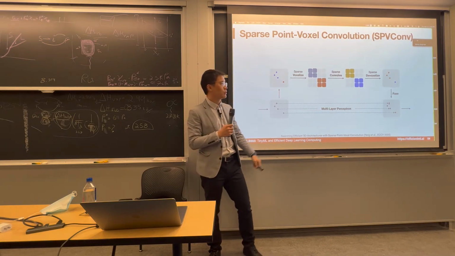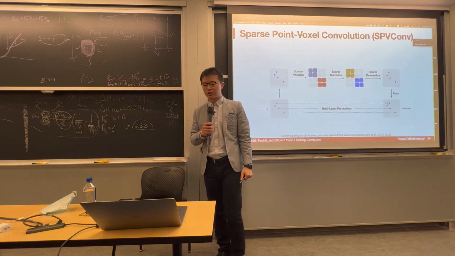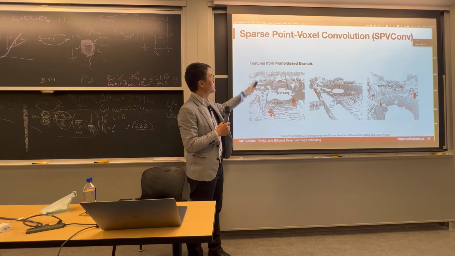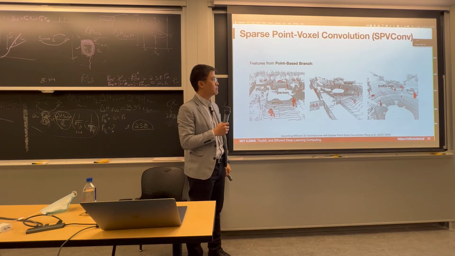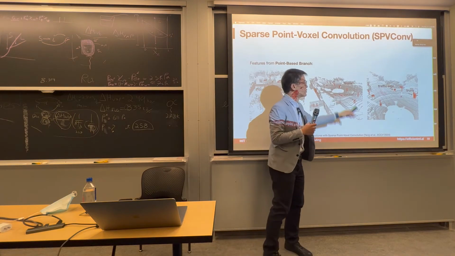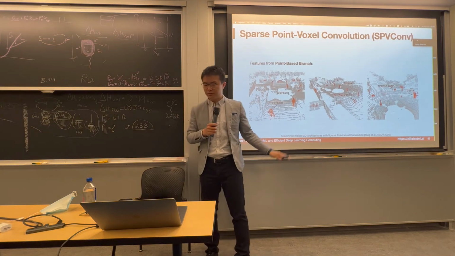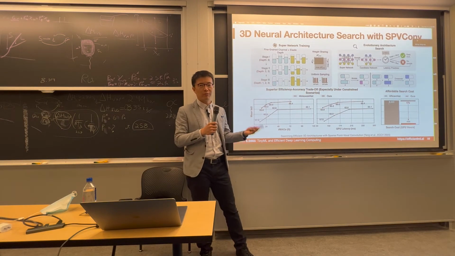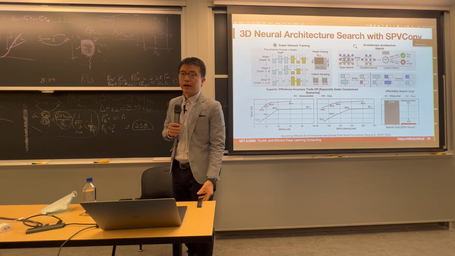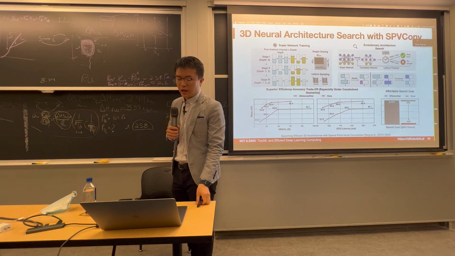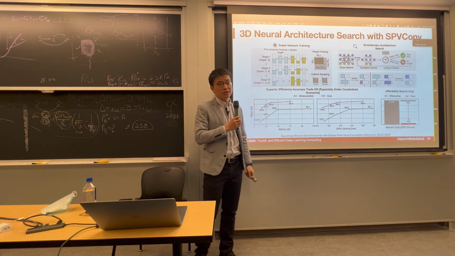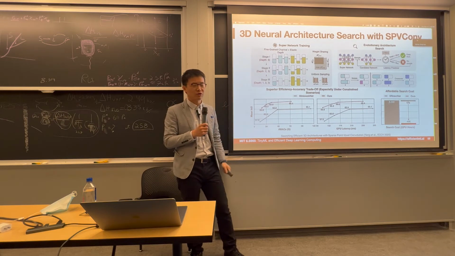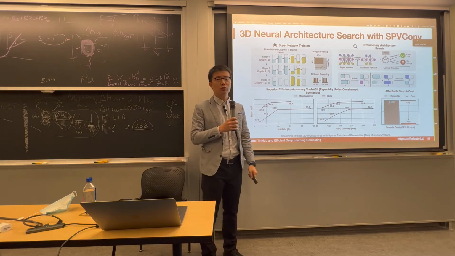SPVConv. We are using a sparse voxel branch instead of a dense voxel branch. And here are the features extracted from the point-based branch. We can see those are the small things like the person, the cyclist, or the trunk. And also we can perform neural architecture search to balance the computation and the capacity of these two branches. We have the point-based branch, and we also have the sparse voxel-based branch. How do we tune those dimensions?